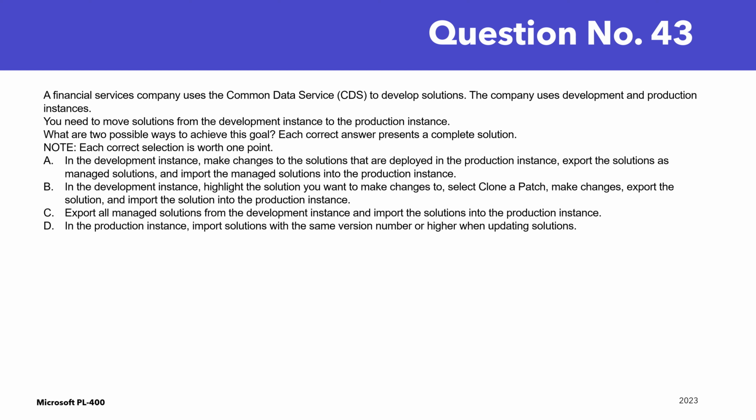A financial services company uses the Common Data Service, CDS, to develop solutions. The company uses development and production instances. You need to move solutions from the development instance to the production instance. What are 2 possible ways to achieve this goal? Each correct answer presents a complete solution. Note, each correct selection is worth 1 point.